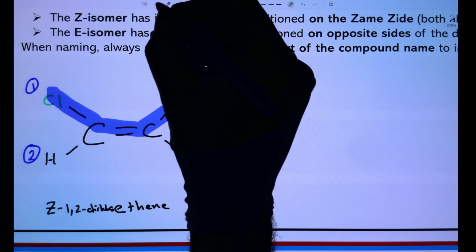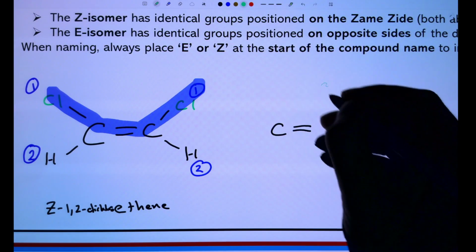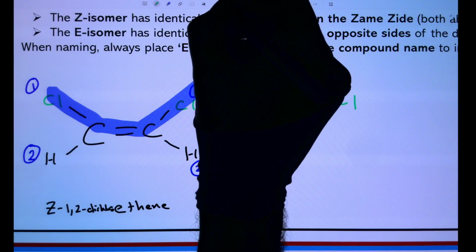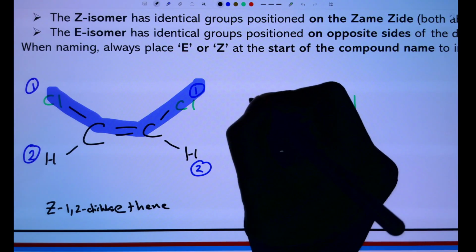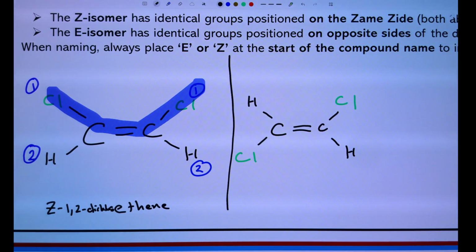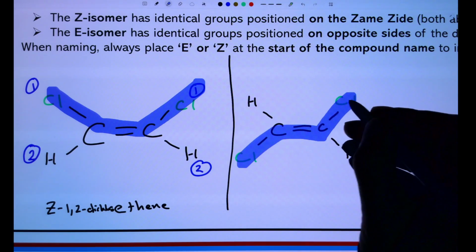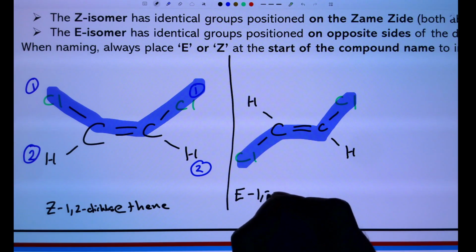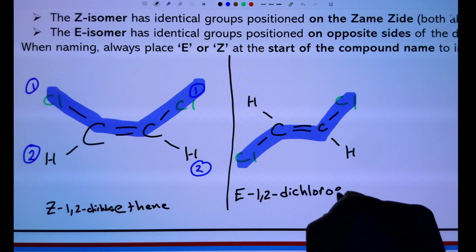Then what would be the E isomer? Well, the two chlorines must be on the opposite side, like so. So this is the E 1,2-dichloroethene.